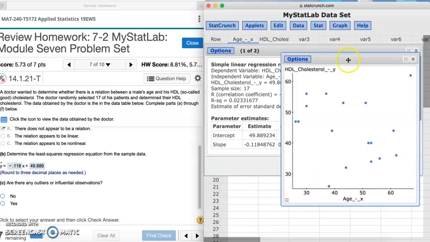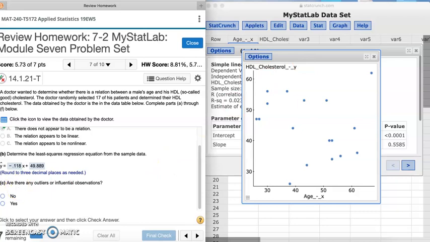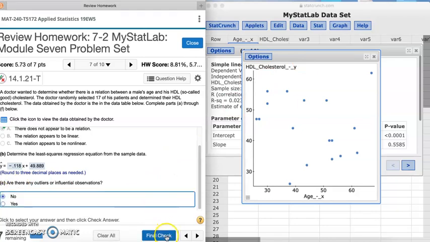All right, are there any outliers or influential observations? So when you're looking at the scatter plot and you're looking for outliers, do any of these really totally deviate from the overall pattern of the data? Well, in part A, we said there really is no overall pattern of the data. There's no overall pattern. Right? In this case, we don't see any outliers. So no, there are no outliers.